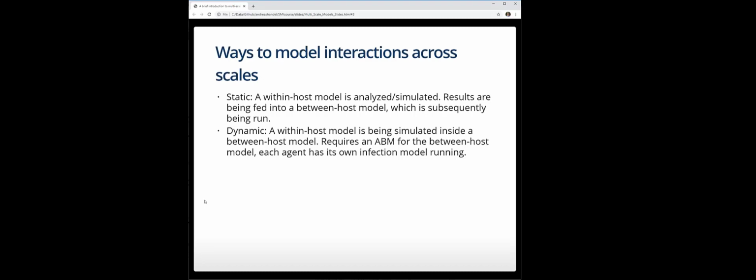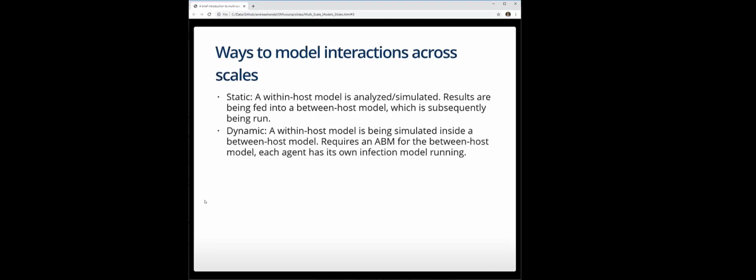The other possibility is to make this fully integrated, dynamic. So you basically have a population on the between host level. And if you want to do that, you need to have agent-based models, because you basically now have individuals that you need to model explicitly. And so if an individual in your between host model becomes infected, then inside that person on the computer, there's going to be a within host model running that basically produces pathogen and that might produce symptoms, and that is then used to feedback on the chance of them dying or the chance of them infecting other people.